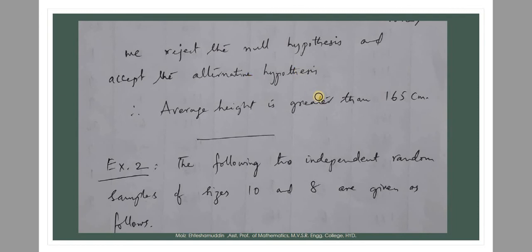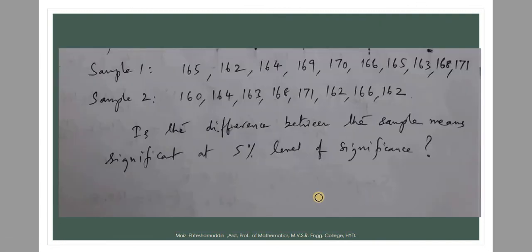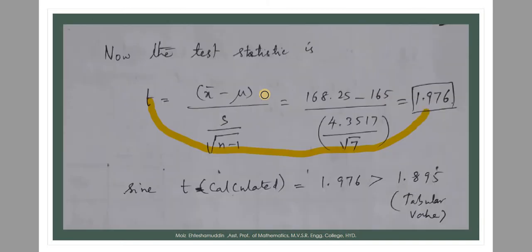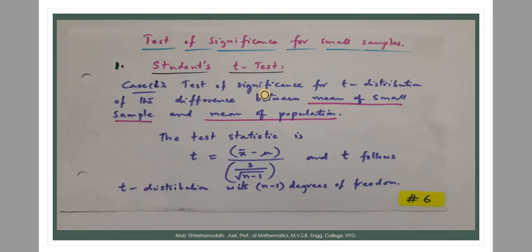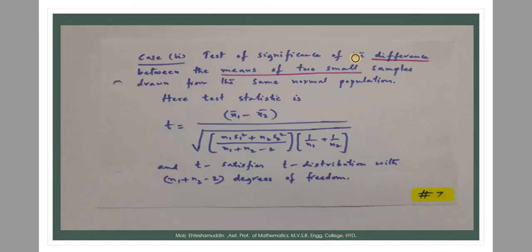Now let us see the second example. The following two independent random samples of sizes 10 and 8 are given as follows. Is the difference between the sample means significant? When two samples are given, it is clear that we are not in the first case. Now let us look at the second case, which I discussed earlier in this slide: test of significance for difference between the means of two small samples. So this is the t value we need to calculate.